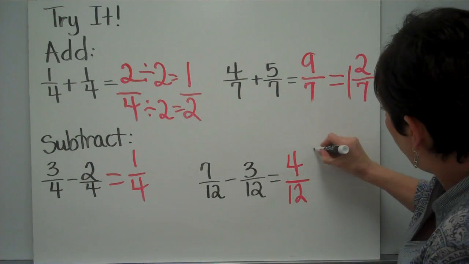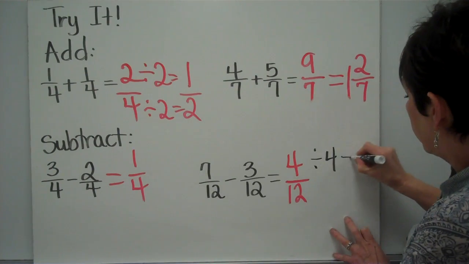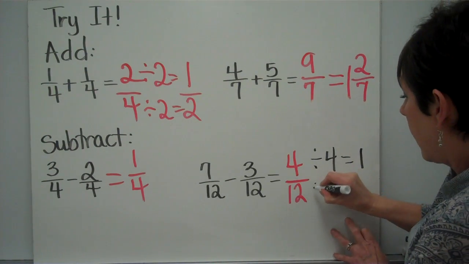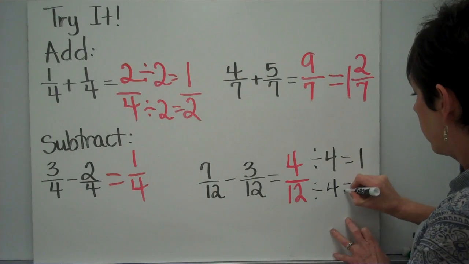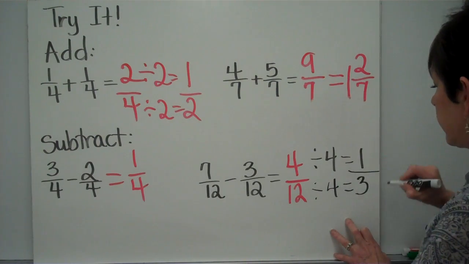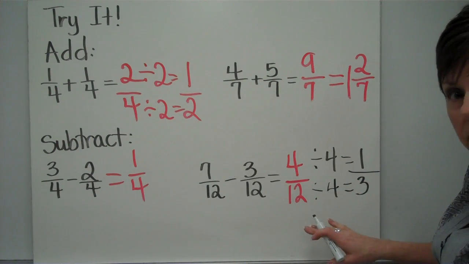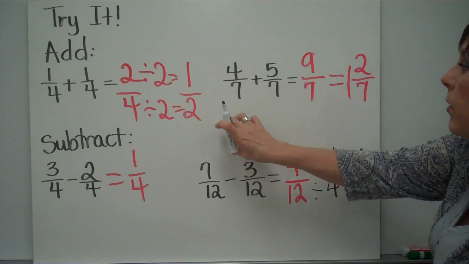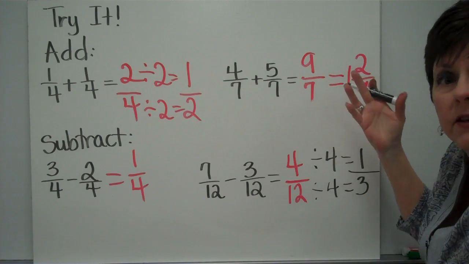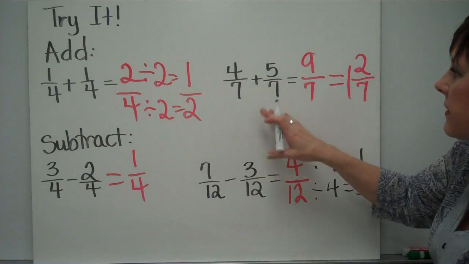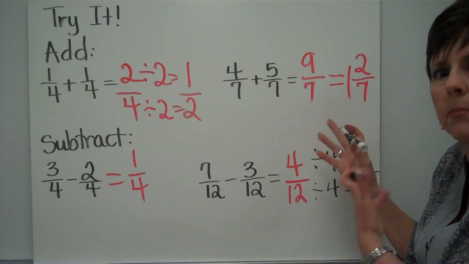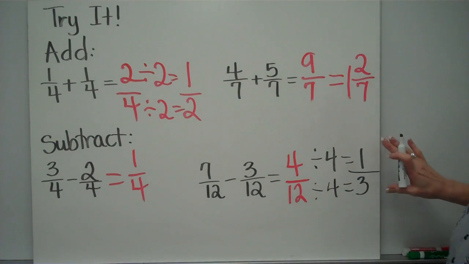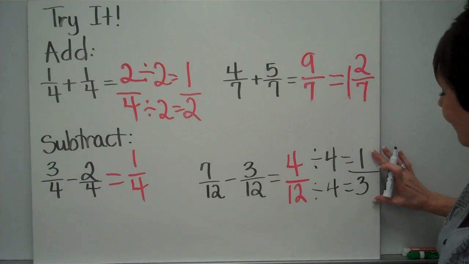4 divided by 4 is 1. 12 divided by 4 is 3. So we would simplify 4/12 to 1/3. And it's okay to write it out. That's one of the steps. It's okay to write it out and say, okay, what is the largest number in both lists? That's how we get correct answers. 1/3.